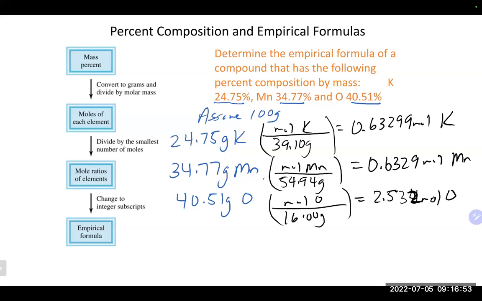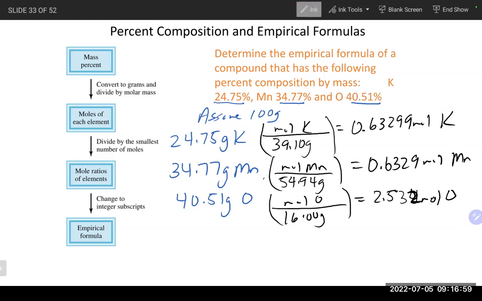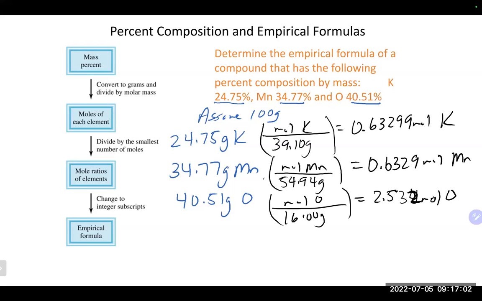So percentages to grams, grams to moles. We want to look at all of our numbers. In this case, we want to divide by the smallest. They're very close, so either one is pretty much the same. So we'll divide by 0.63299. Took an extra digit on the top one, so we'll just go with that.